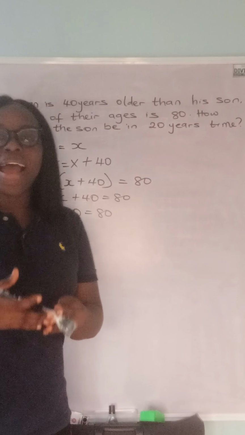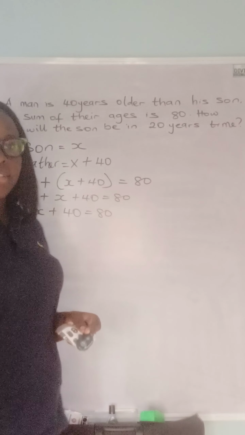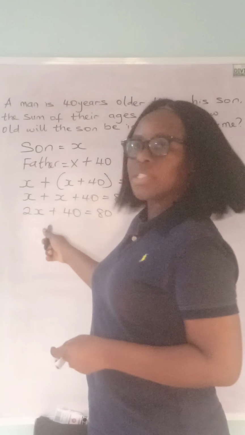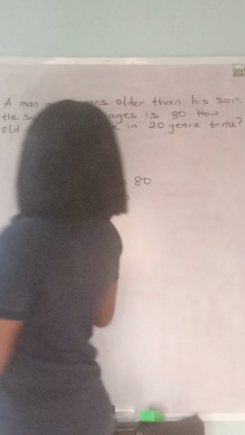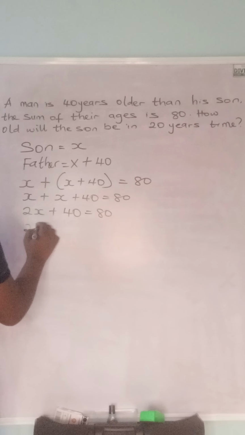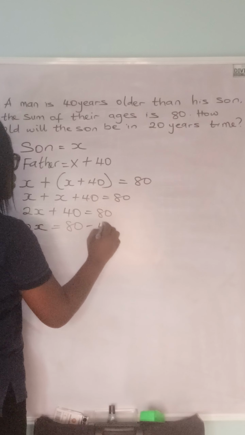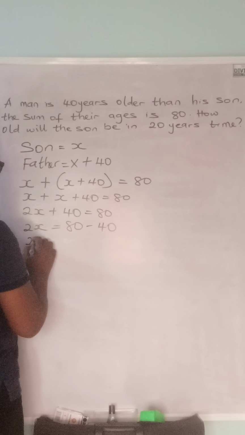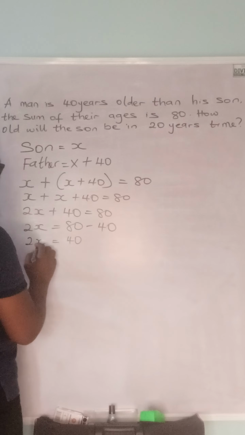We have to collect like terms. So this 40 will move over to this side to join 80. And because this 40 has a positive sign, when it crosses the equal sign, it turns to negative. So 2x is equal to 80 minus 40. 2x is equal to 40.